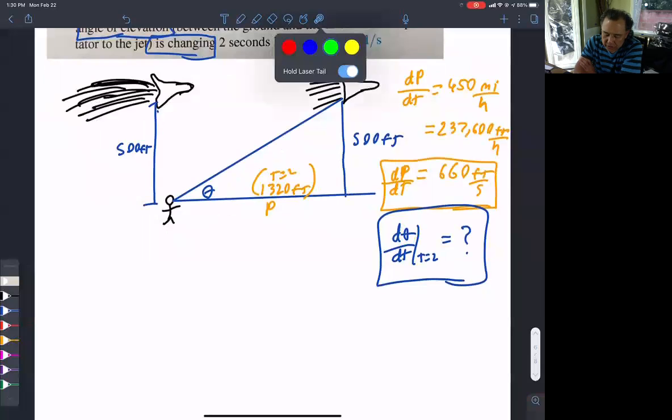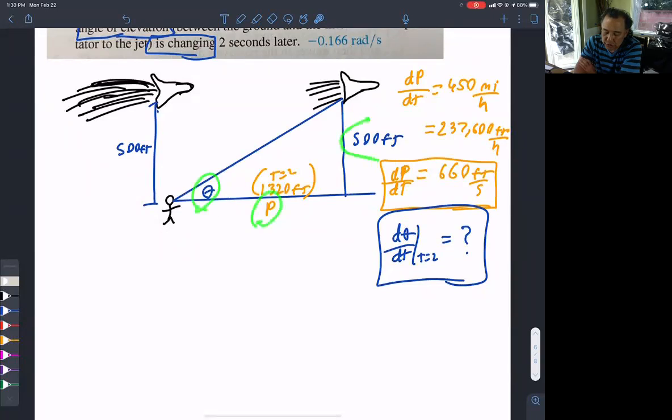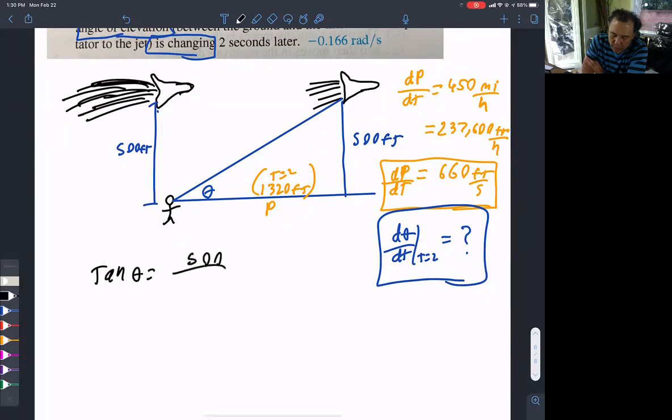So we need an equation involving theta and p, and hopefully you can see if you choose this 500, you have tangent. Tangent is opposite over adjacent. So there is our formula. Tangent theta is the opposite side over the adjacent. And we notice that theta and p are both functions. Our variable is t. These are not variables, those are functions. So we take the derivative, we treat them as functions, and use chain rule with them.